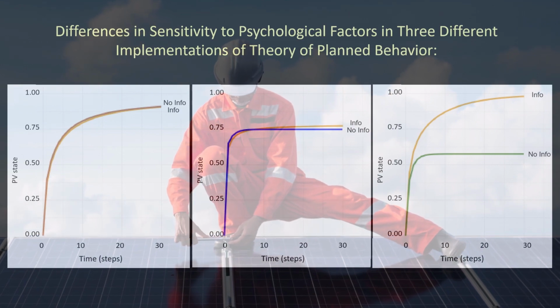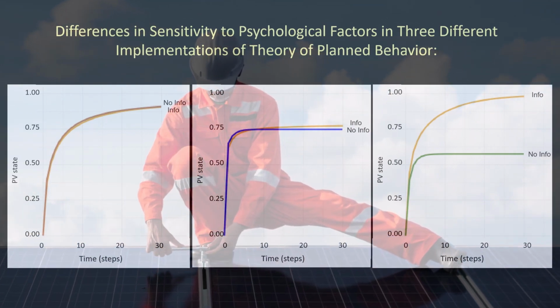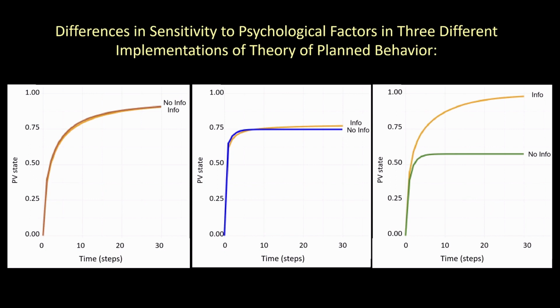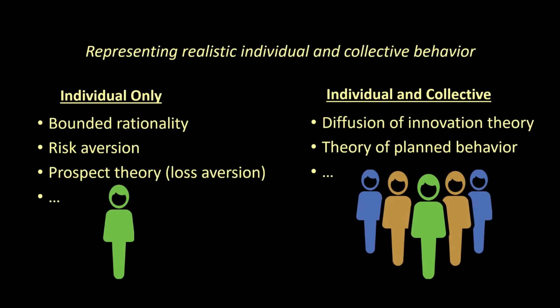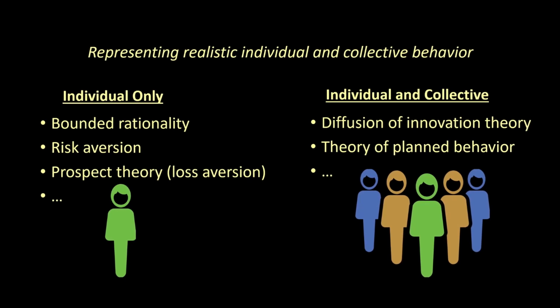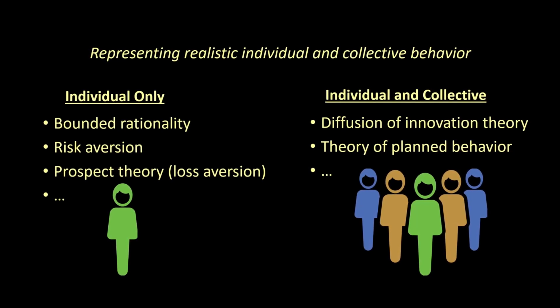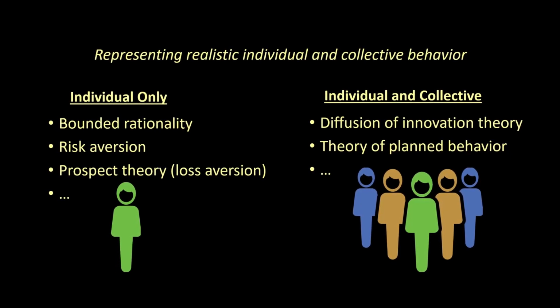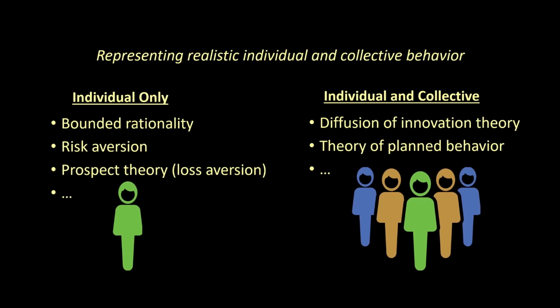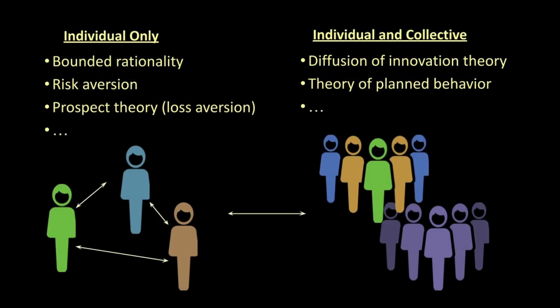Sensitivity analysis revealed that the 3 different realizations of the theory had different sensitivity to the different psychological parameters as well. Like many psychological theories, the theory of planned behavior is ambiguous, and there is not a definitive representation. So any model that uses such theories will involve discretionary choices by the authors about how to implement the theory. The dynamics of socio-environmental systems depend on how individual and collective behavior is represented. So there are challenges both in selecting which behavioral theories to use and in the details of translating those theories into algorithms. A particular challenge is representing the interactions between individual and collective behavior.